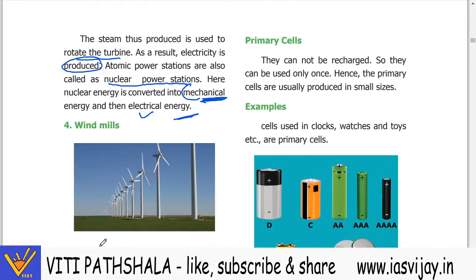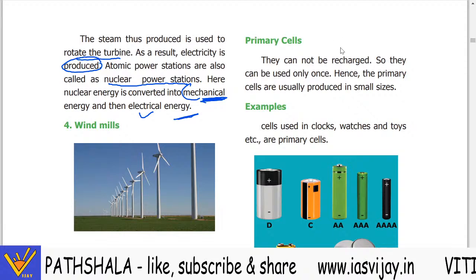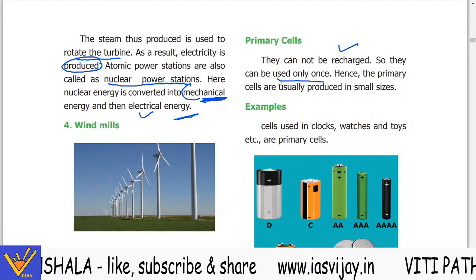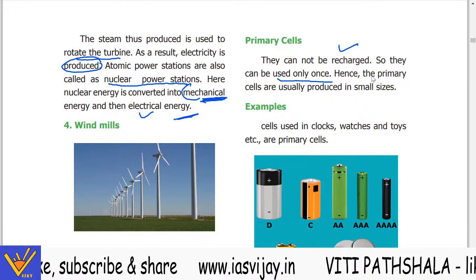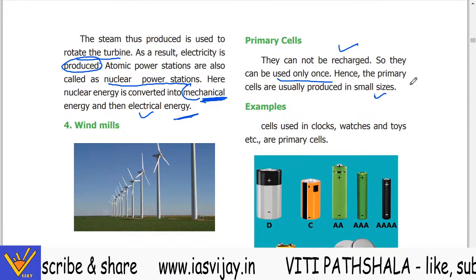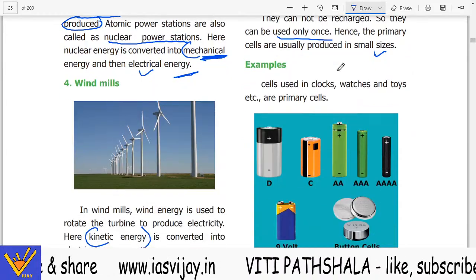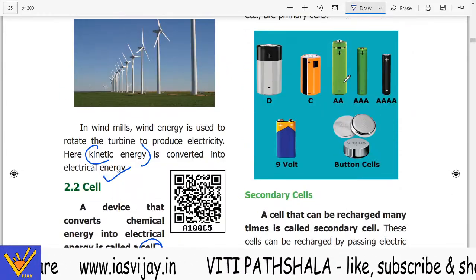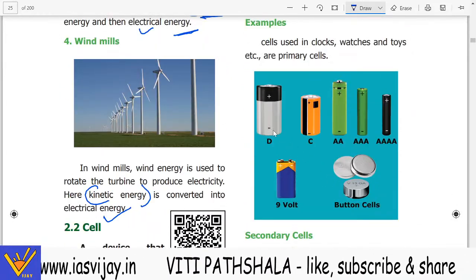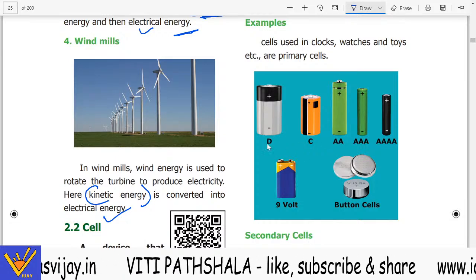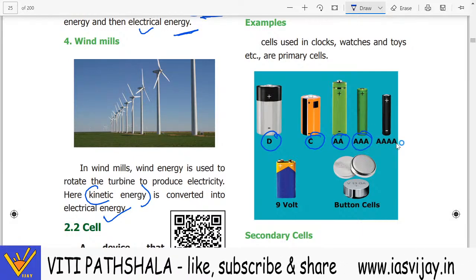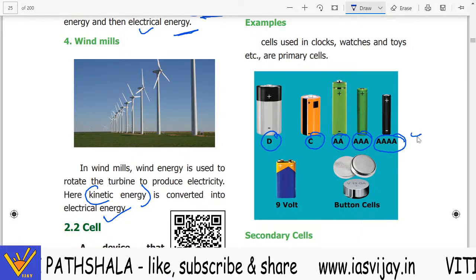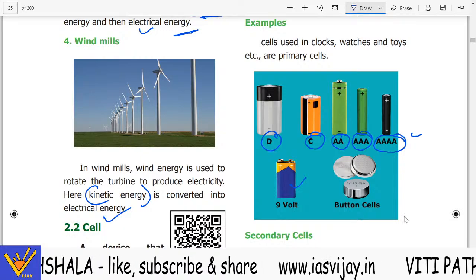So what are your primary cells? They are not rechargeable, so they can be used only once. Hence the primary cells are usually produced in small sizes. Examples are cells used in clocks, watches and toys. Primary cells: you can see D, C, AA battery, triple A battery, 4 times A battery, 9-volt battery and the button cells.